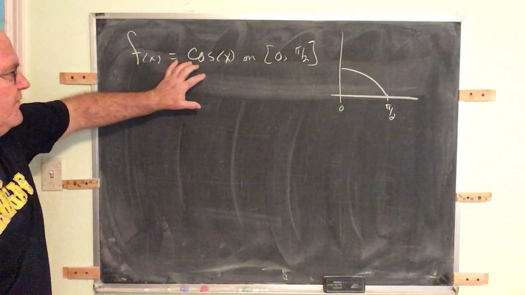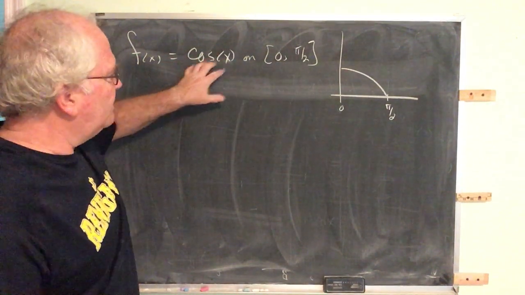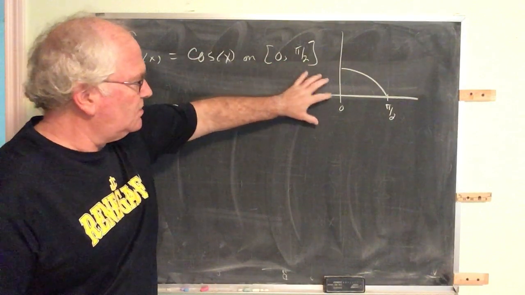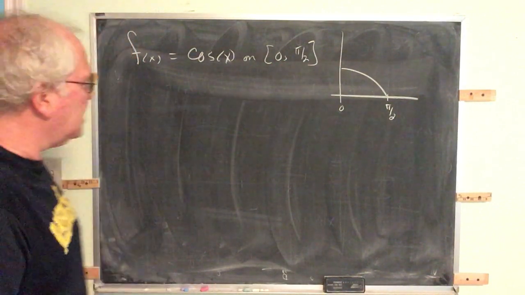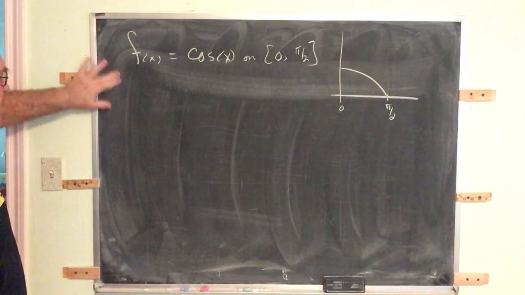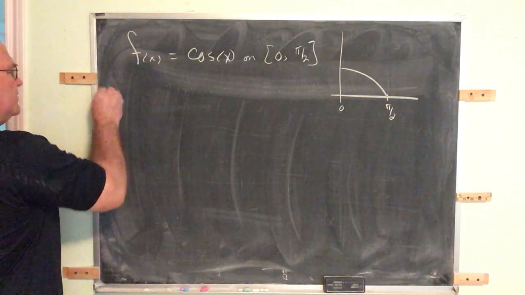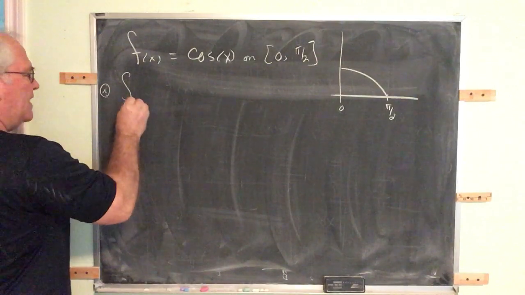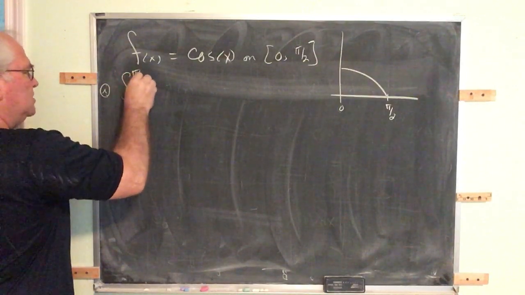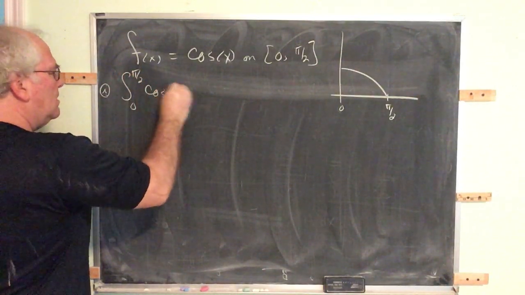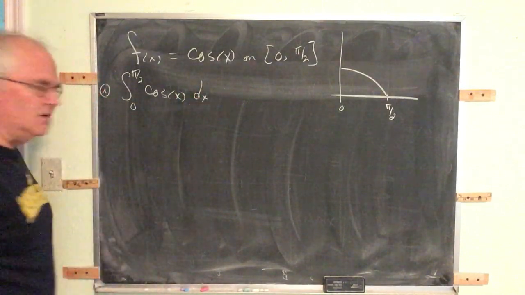Now, I'm just going to use this very simple function, cosine of x on 0 to pi over 2, just this very simple piece of the cosine curve. And we're going to talk about some of the properties of the integrals here. So let's do this. First off, let's just find that integral, the integral from 0 to pi over 2, cosine x dx.